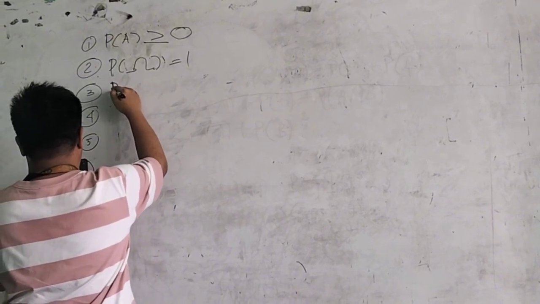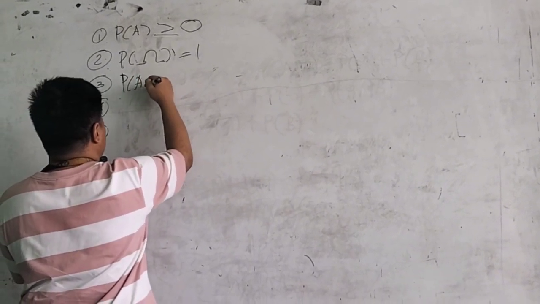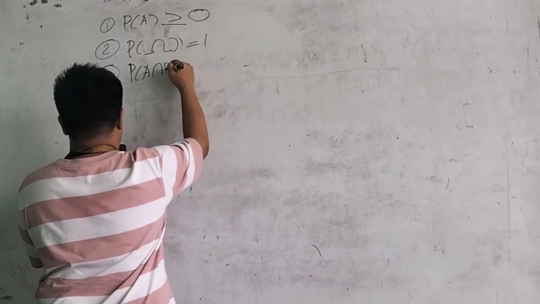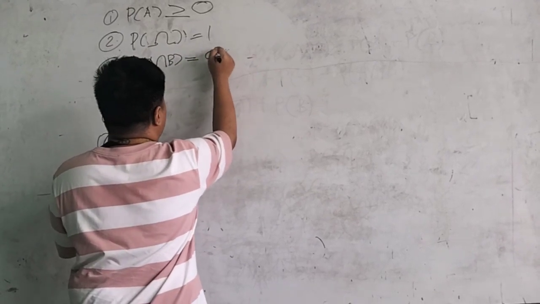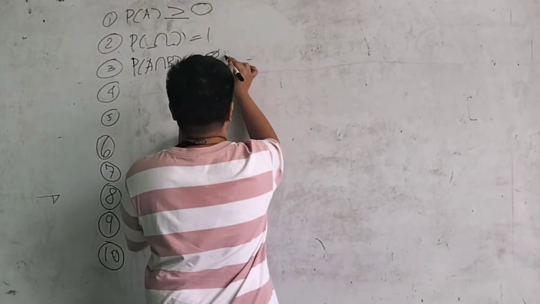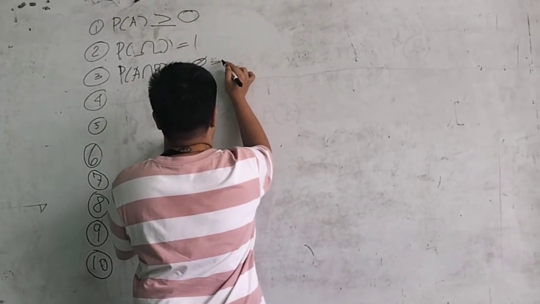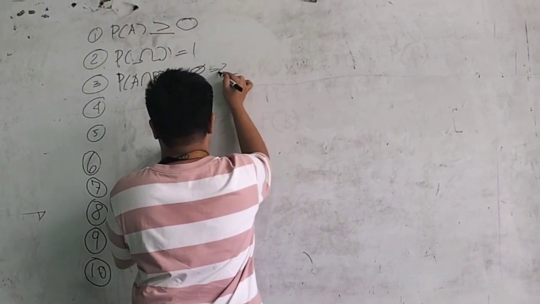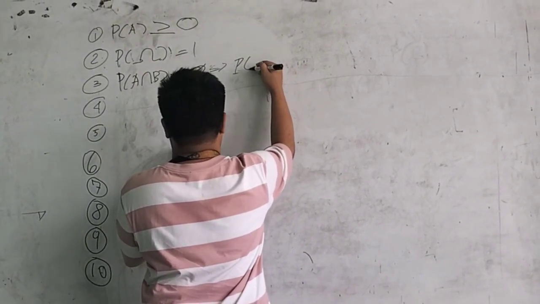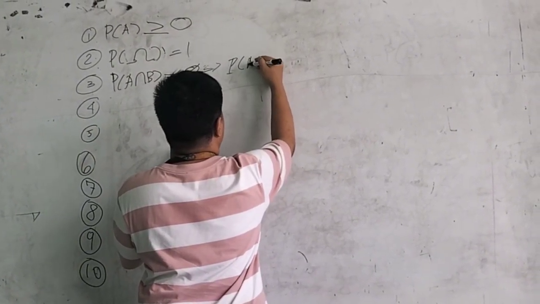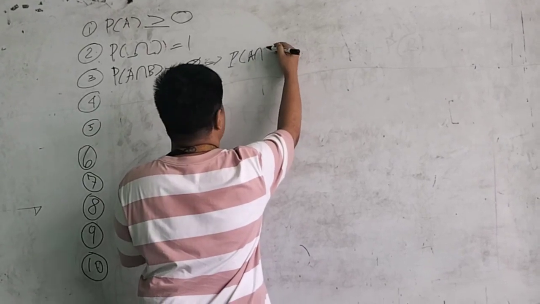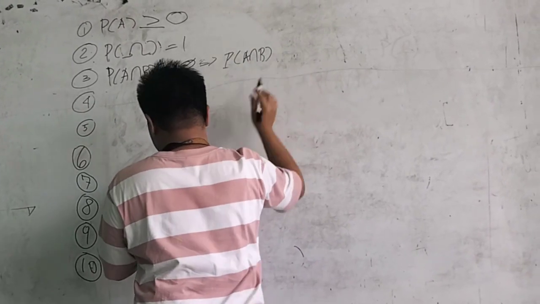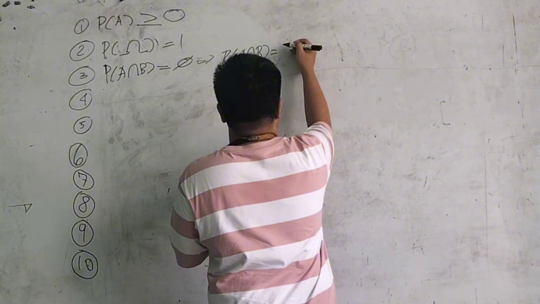The next one is if A intersect B is equal to the empty set, then the probability of A union B is equal to the probability of A plus the probability of B. When events A and B are mutually exclusive, the probability that either one occurs is the sum of their individual probabilities.